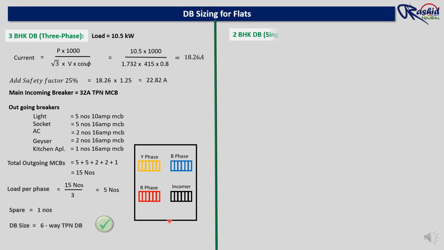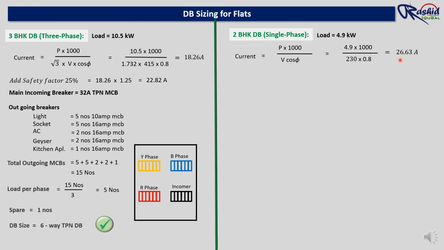Now let's calculate for the 2 BHK DB. The total load of the 2 BHK flat is 4.9 as we calculated. For 4.9 we can use a single phase DB, because single phase DB is enough and the load is much less than 7 kilowatt, we can say less than 5 kilowatt. So in that case we can use a single phase DB, that is SPN DB. So let me calculate current first. Current equals P multiplied by 1000 divided by V cos phi. This is a single phase formula. 4.9 multiplied by 1000 divided by 230, because the single phase voltage is 230, multiplied by 0.8.